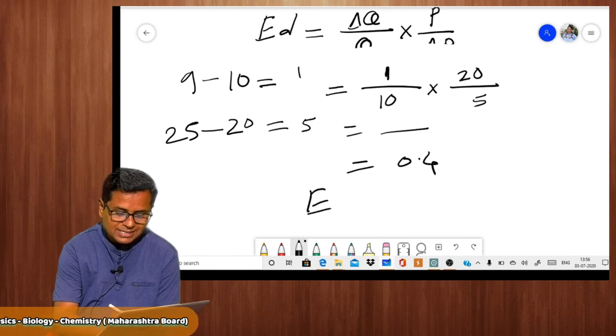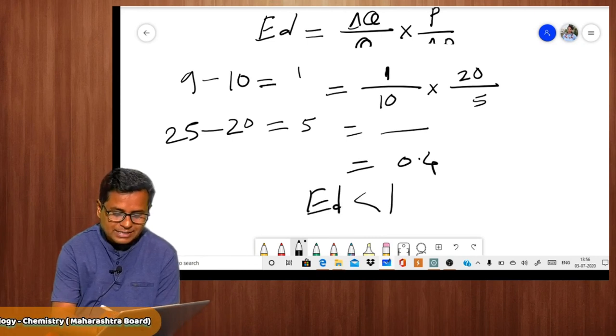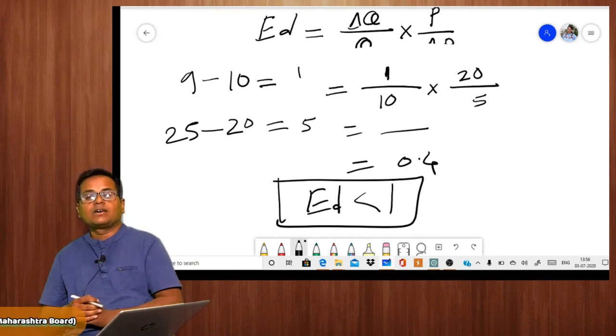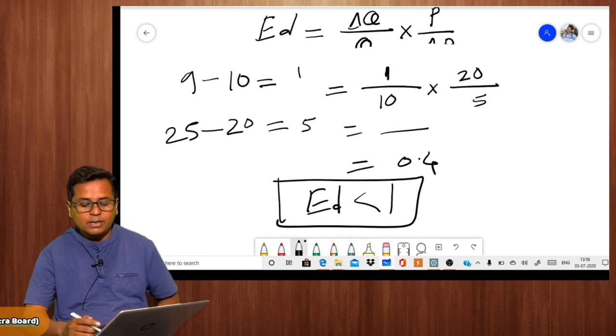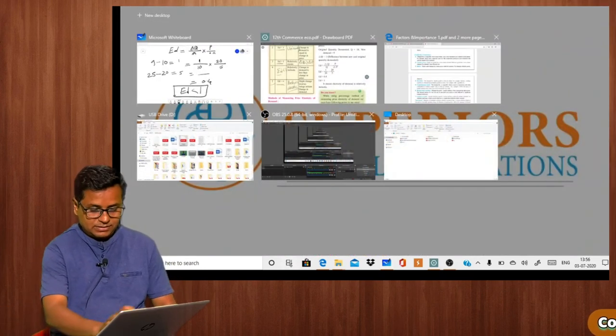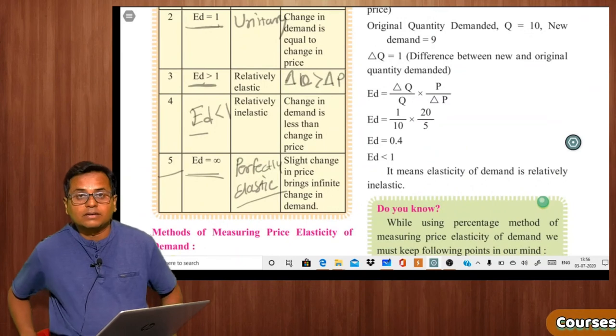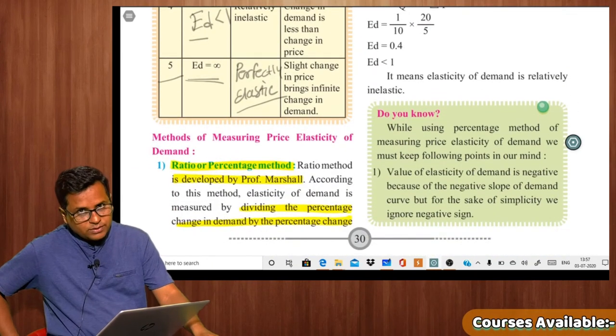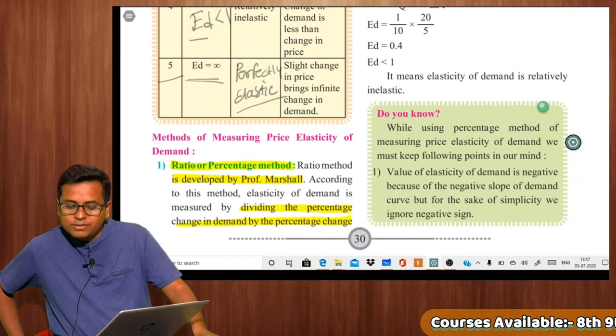It means elasticity of demand is less than 1. The degree of responsiveness is less than 1. Therefore, demand is relatively inelastic. Demand is what? Relatively inelastic, because the coefficient is less than 1.